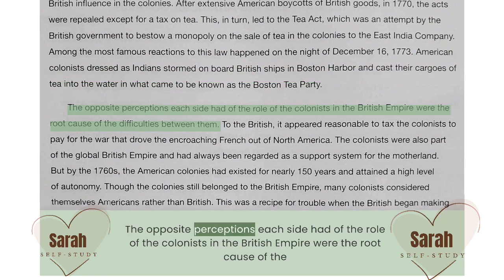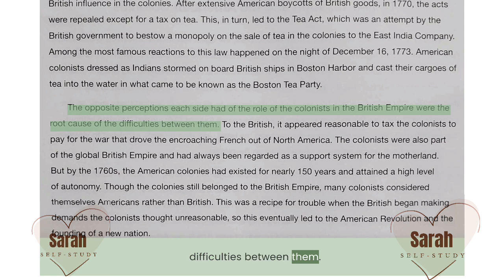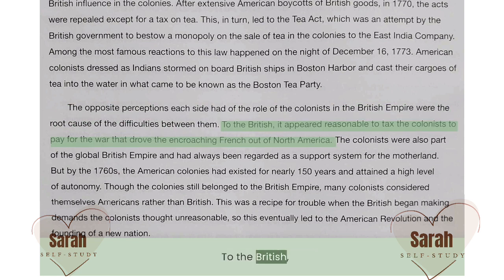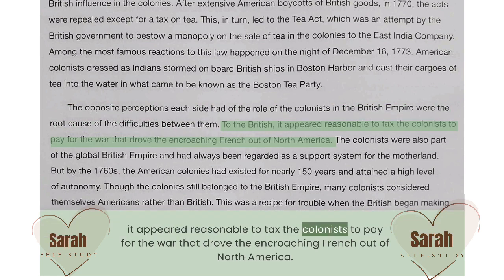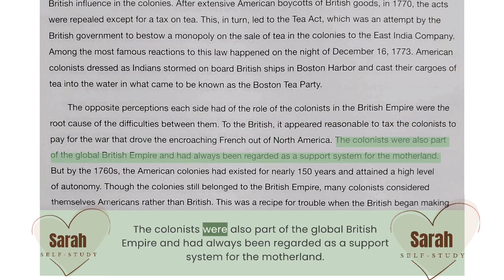The opposite perceptions each side had of the role of the colonists and the British Empire were the root cause of the difficulties between them. To the British, it appeared reasonable to tax the colonists to pay for the war that drove the encroaching French out of North America. The colonists were also part of the global British Empire and had always been regarded as a support system for the motherland.